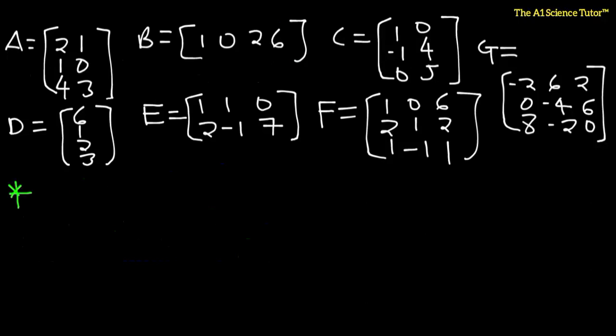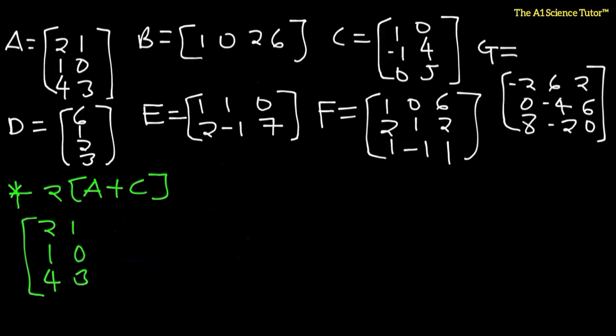Let's say you were asked to find the value of 2A plus C. How are you going to solve it? The first thing we need to do, as you know from BODMAS, is add A to C first, then multiply the answer by 2. So what is A? A is 2, 1, 4, and 1, 0, 3. We need to add this to C. This is the matrix C: 1, negative 1, 0, 0, 4 and 5.